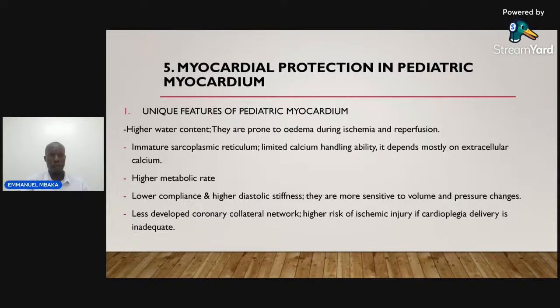So let's ask ourselves, what are the unique features of the pediatric myocardium? Number one, the pediatric myocardium has high water content. They are prone to edema during ischemia and reperfusion. Also, they have an immature sarcoplasmic reticulum. This limits calcium handling ability, and it depends mostly on extracellular calcium. Also, these myocardiums have high metabolic rates. They have lower compliance and higher diastolic stiffness, and they are more sensitive to volume and pressure changes. Also, they have a less developed coronary collateral network, and this leads to higher risk of ischemic injury if cardioplegia delivery is inadequate. Next slide.